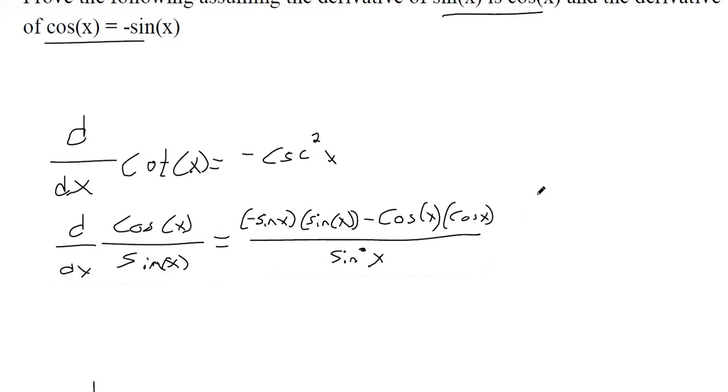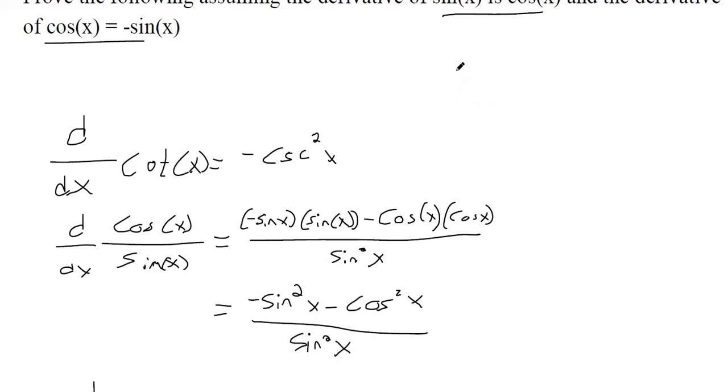The calculus part's done. Now we just need the pre-calc part. Okay, negative sine of x times sine of x makes negative sine squared of x. And then cosine of x times cosine of x makes cosine squared x. And every time you see sine squared and cosine squared near each other, you want to see if you can rearrange so you can use the Pythagorean identity. Pythagorean identity says that sine squared x plus cosine squared x will always equal 1.